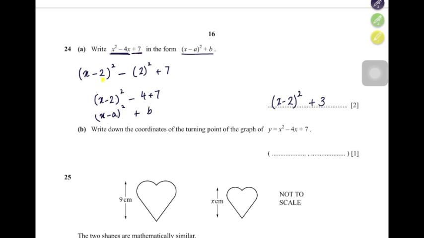Write down the coordinates of the turning point of the graph y equals x squared minus 4x plus 7. To do that, if you want to write the coordinates, you need to write negative a and b. As you can see here, a and b. This would be 2 and b is 3. So our point is 2 and 3.